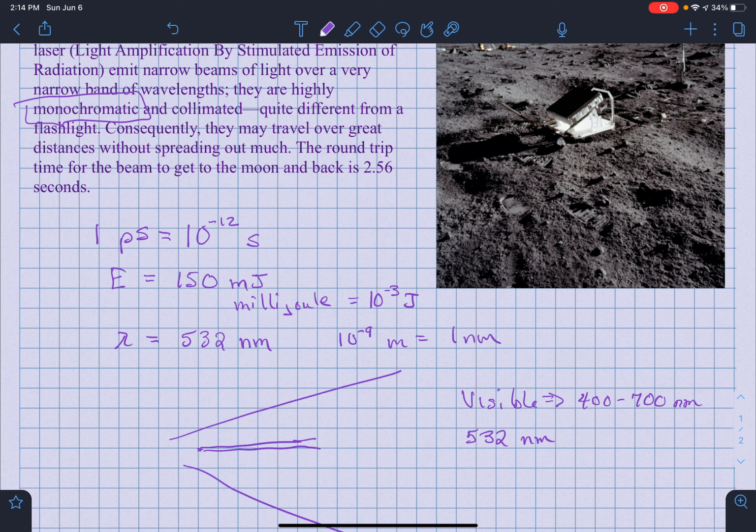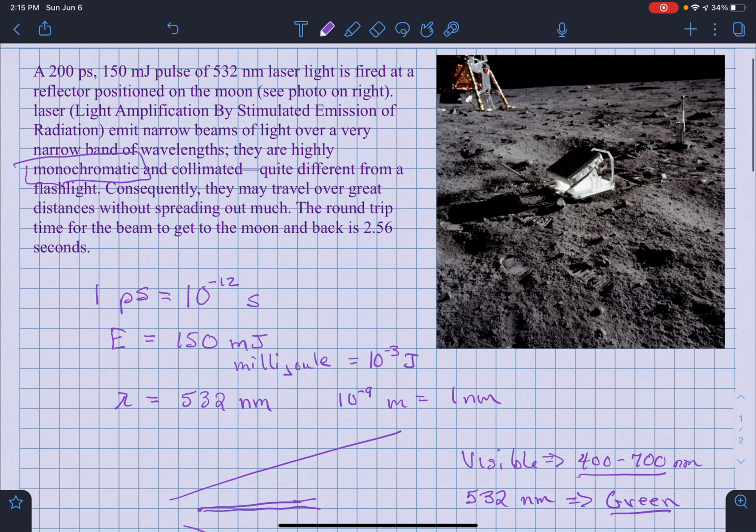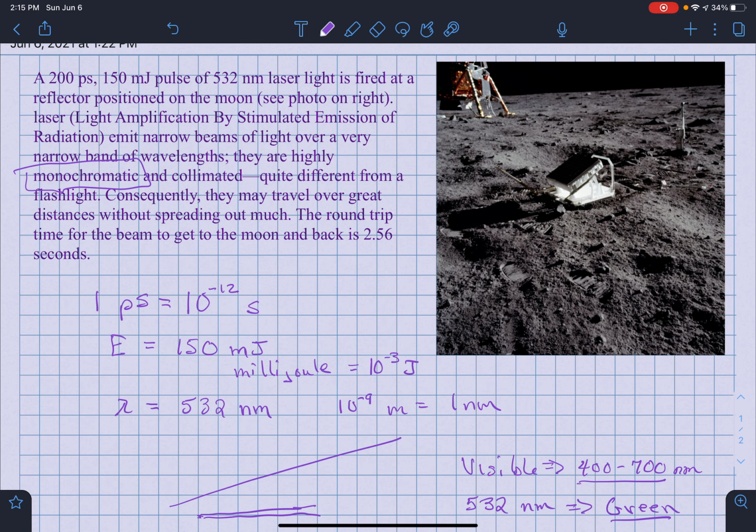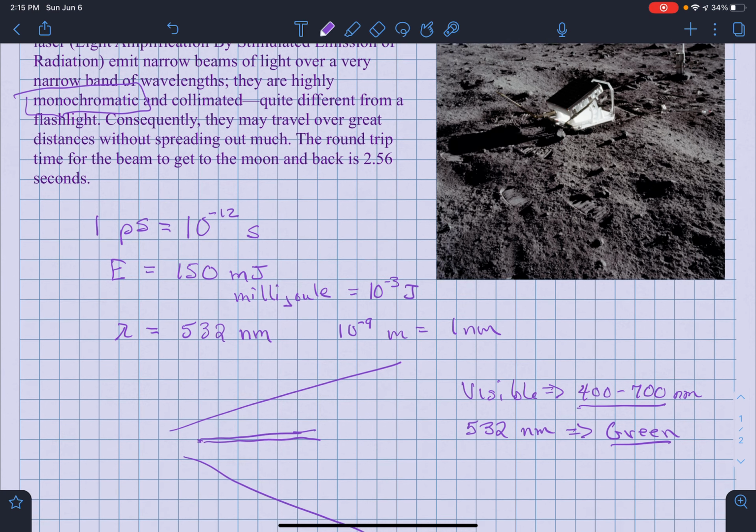And 532 nanometers clearly is smack dab in the middle of the visible region of the spectrum. If we were to look at that beam, it would be green. Chances are pretty good, if you've seen a green laser pointer, that it's a 532 nanometer laser pointer. Not a guarantee, but a lot of them are. And that comes from a type of laser that is called a neodymium YAG laser.